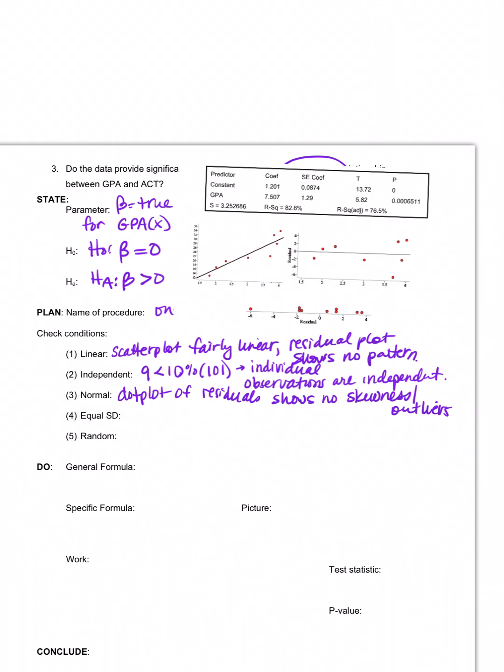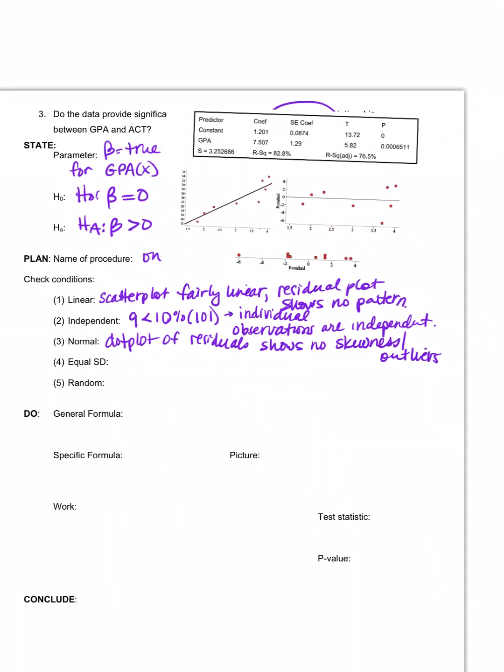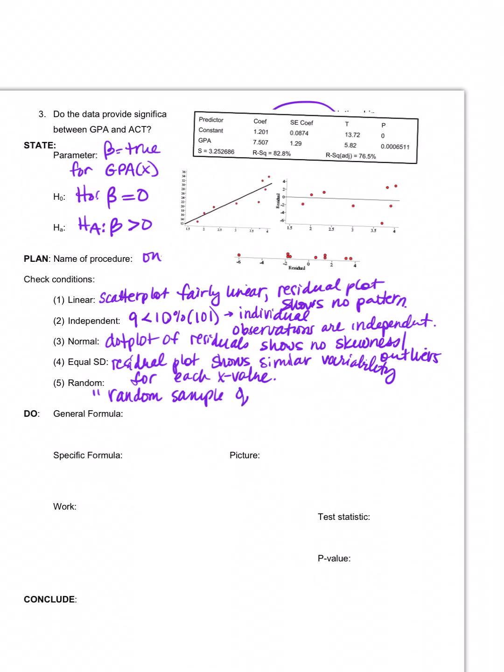Equal SD, standard deviation. Where am I looking here? The residual plot. Do I see anything fishy? Nope, there are no Christmas trees going on. So we would say the residual plot shows similar variability for each x value. And then random: is our sample random? Yep, it said random sample of 9. Okay, we good?